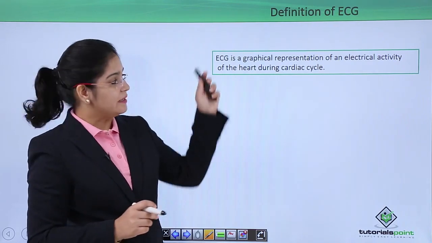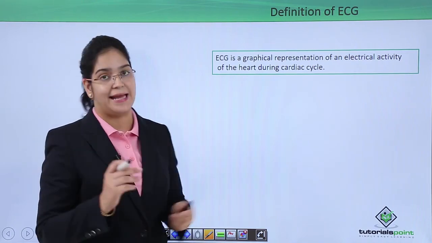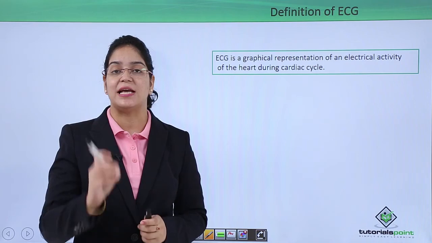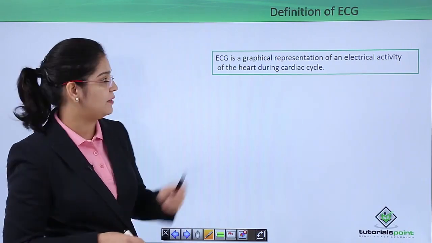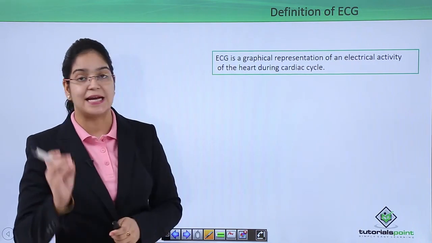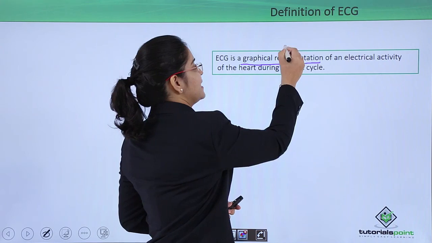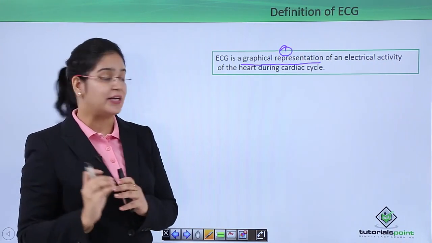ECG. This is the definition of ECG. If you will try to learn it like this, you will find it difficult. But if you will try to understand each and every word, this definition becomes very easy for you. Now, let's break it. ECG is a graphical representation of an electrical activity.